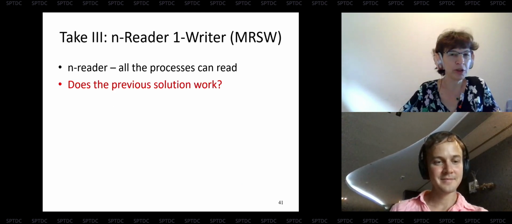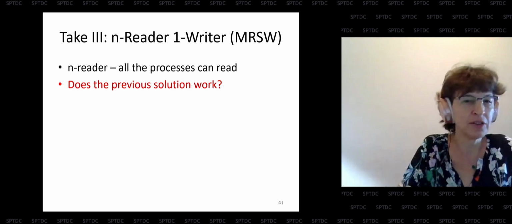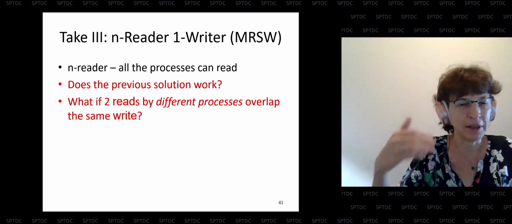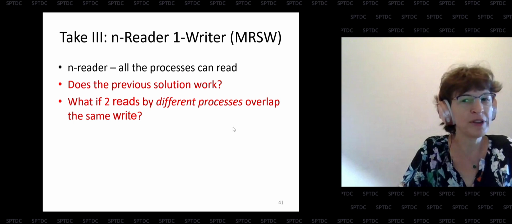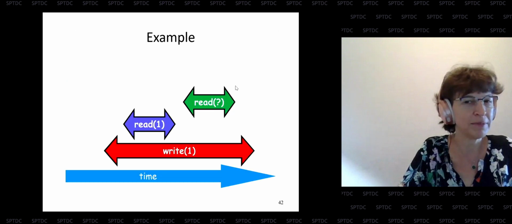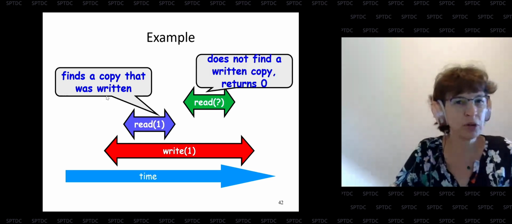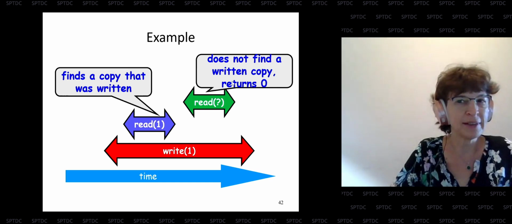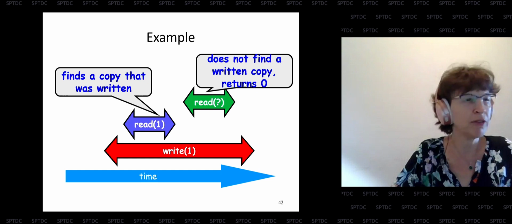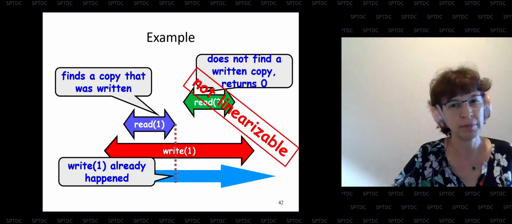Okay, so now we're going to talk about the multi-reader case, where all the processes can read. And asking here, does the previous solution work? But somebody already beat me to the chase and answered the question and said, what if two reads by different processes overlap the same write? Right? And here we have exactly this problem. The first read is going to find a copy that was written. The second read, it's a different process. It might hit a different majority and not find a copy that was written, and it would violate linearizability. Okay? So the same solution doesn't work.